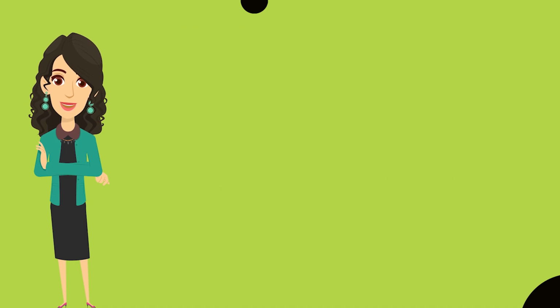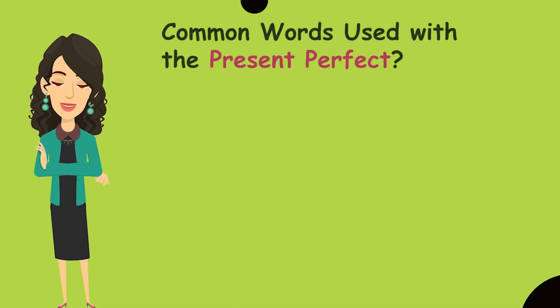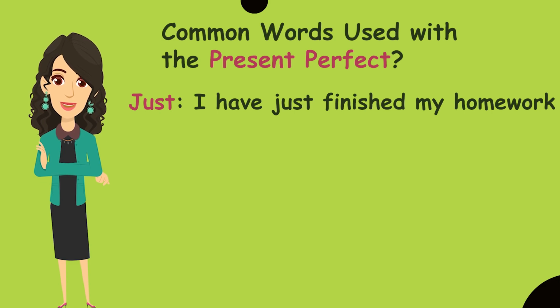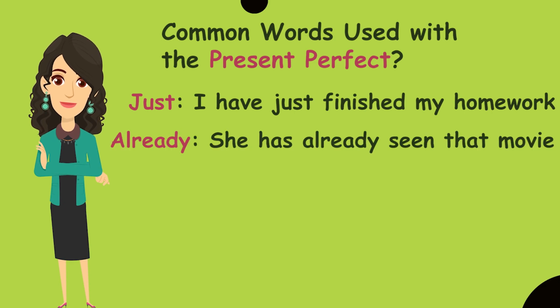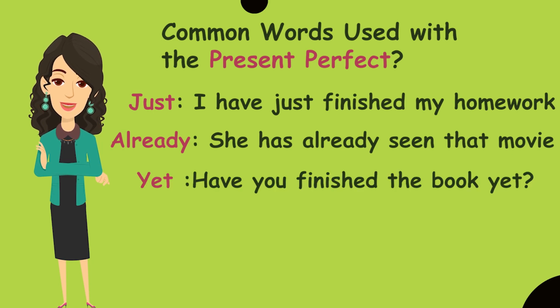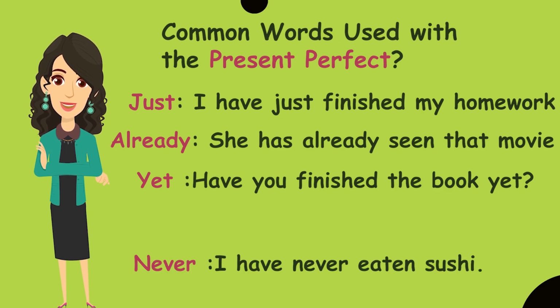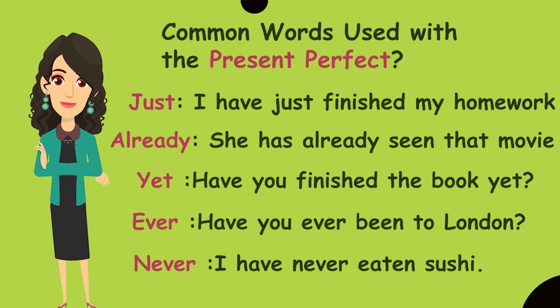There are some words used with the present perfect. Let's have a look. Just. For example, I have just finished my homework. Already. For example, she has already seen that movie. Yet. For example, have you finished the book yet? Ever. For example, have you ever been to London? Never. For example, I have never eaten sushi.